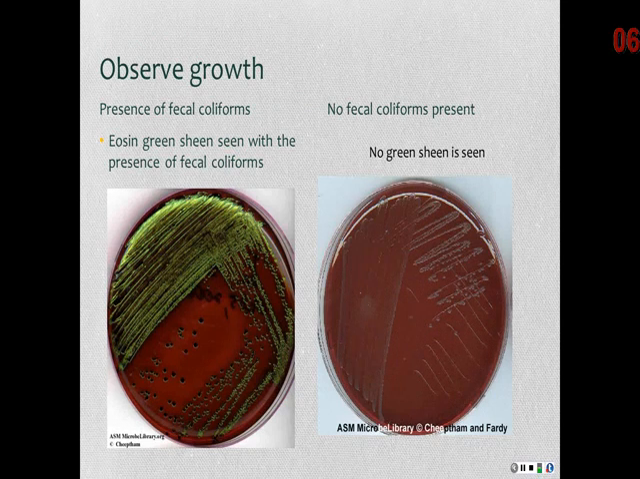So then we will observe growth. This one has the presence of fecal coliforms on it. You can see the eosin green sheen that is seen with the fecal coliforms. When we have organisms other than fecal coliforms on there, you'll notice that there's no green sheen present on here.